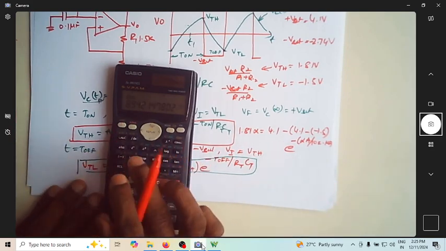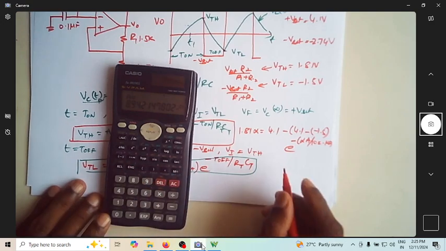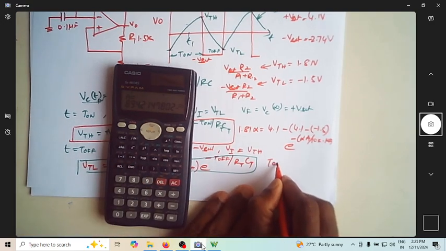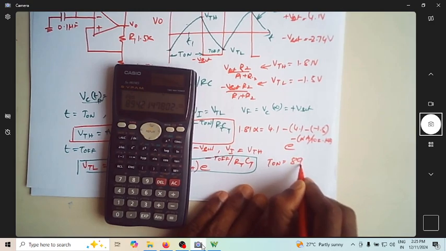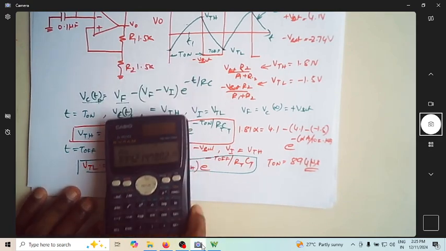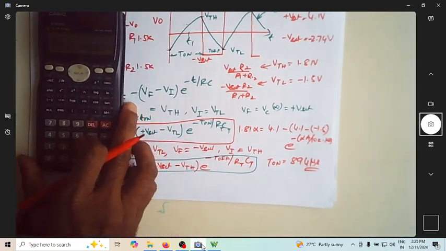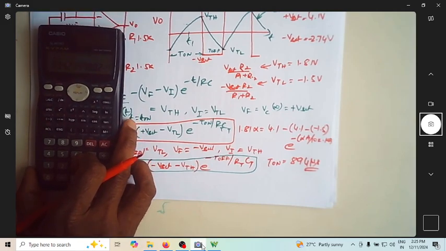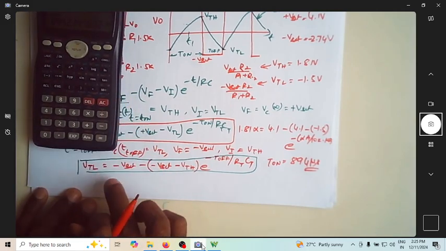So now I'm getting the on time as 894 microsecond. So this is my on time as per this expression. Let us verify from the ADK value. Let us also find what is T off.